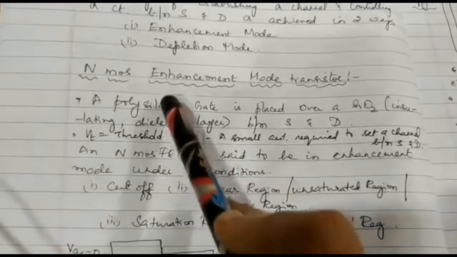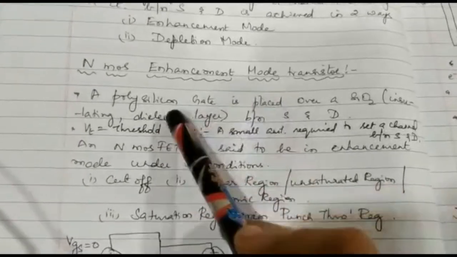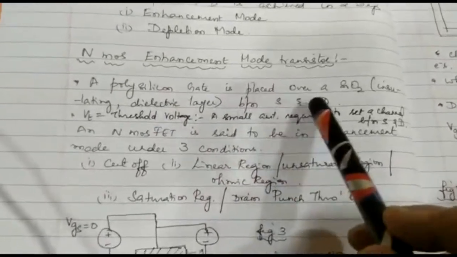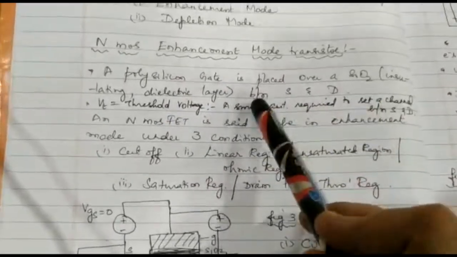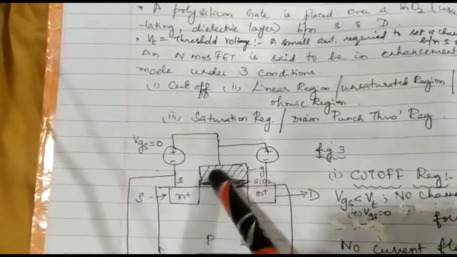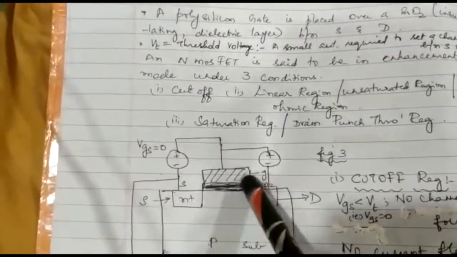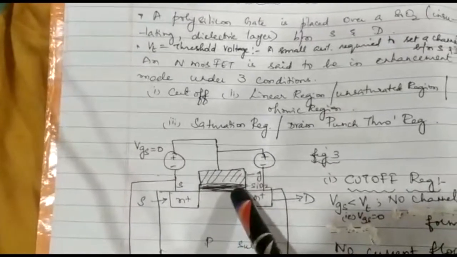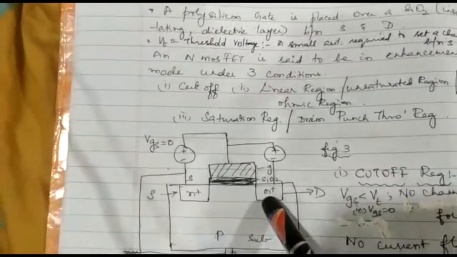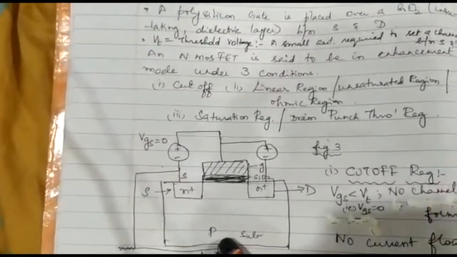Now, let's begin with the enhancement mode operation of a NMOS transistor. A polysilicon gate is placed over a SiO2 between the source and the drain. This is the polysilicon gate, that is the striped one. SiO2 is the shaded one, that is the dielectric, and the N types are the source and the drain. P type is the body or the substrate.